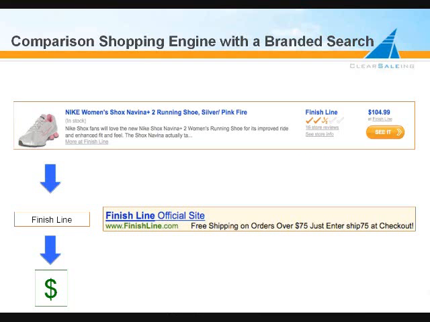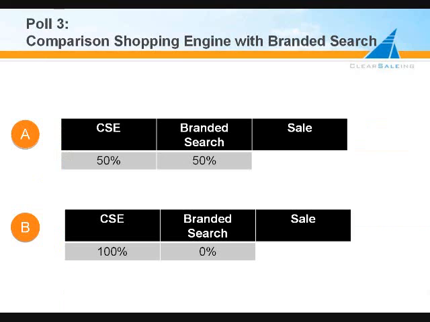In the third scenario, the consumer does a search on a comparison shopping engine, or CSE as we would call it, and clicks on an ad for the Finish Line. They then leave the CSE, go to a search engine, type in the company's name, click on a sponsored link, and convert. In Attribution Rule A, you would be allocating the profit, revenue, and conversion credit across all the ads involved in the purchase equally.